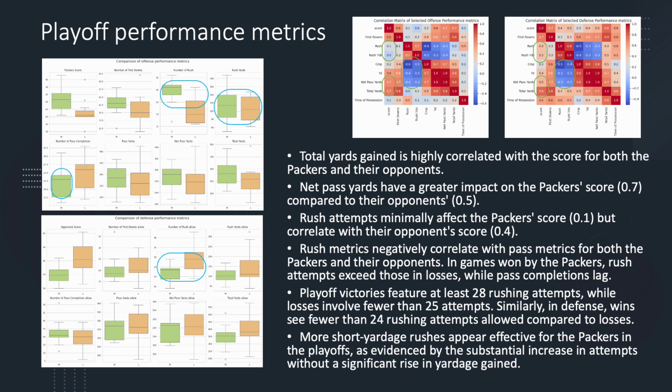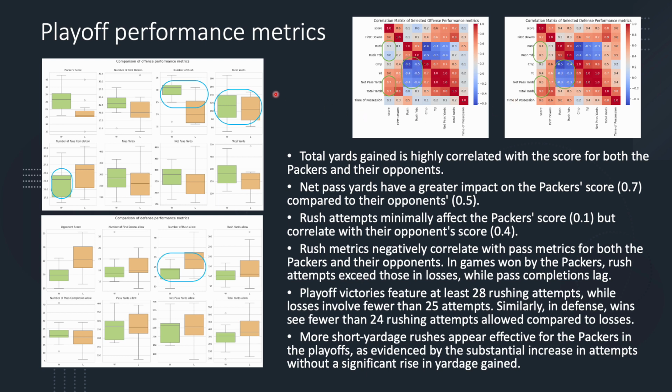Total yards gained is highly correlated with the score for both the Packers and their opponents. Net pass yards have a greater impact on the Packers' score compared to their opponents. Rush attempts minimally affect the Packers' score but correlate with their opponent's score. Rush metrics negatively correlate with pass metrics for both the Packers and their opponents.